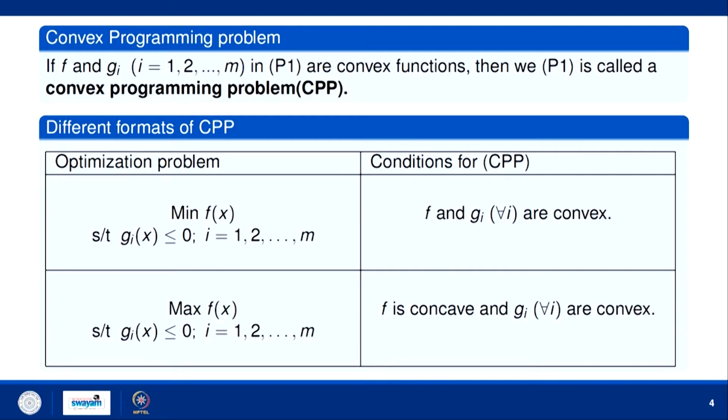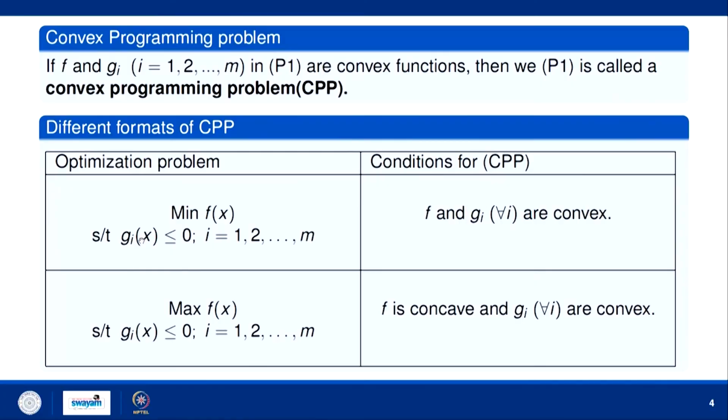So, we basically have to understand this basic, important format: minimization of f(x) subject to g_i(x) less than or equal to 0 for all i. Okay. And if the objective function as well as all constraints are convex, then such problems are called convex optimization problems.